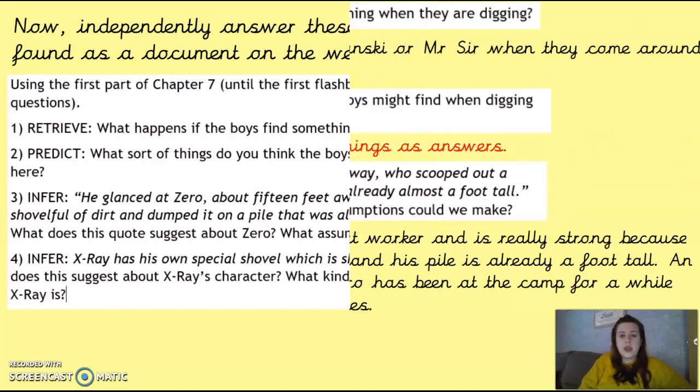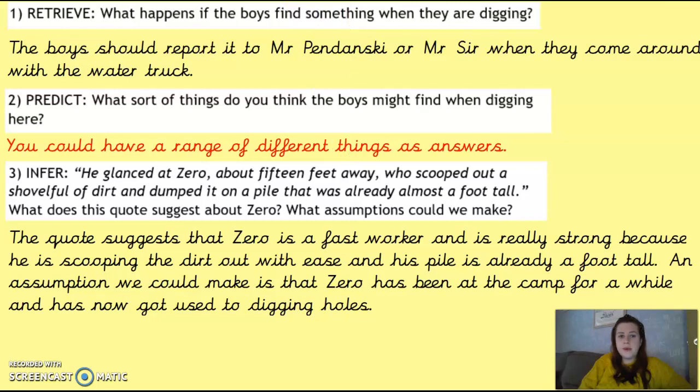Okay, so question number 1. What happens if the boys find something when they're digging? And it tells you that the boys should report it to either Mr. Pendanski or Mr. Sir when they come around with the water truck. So give yourself a tick if you got that one.